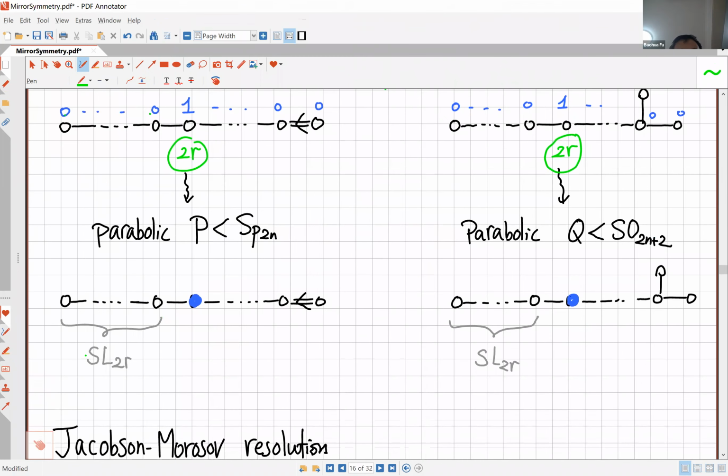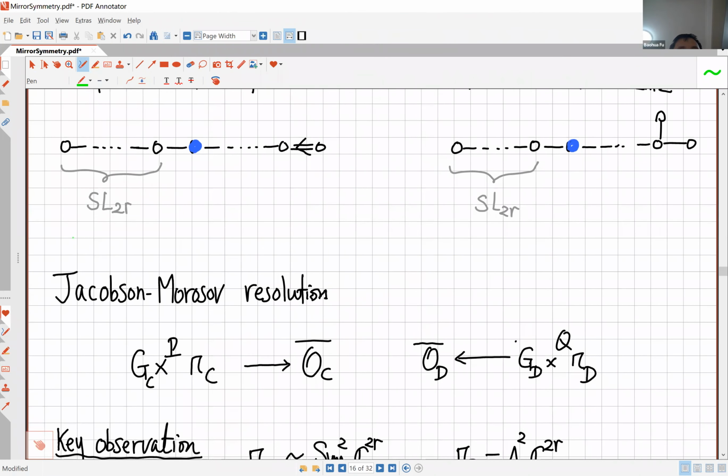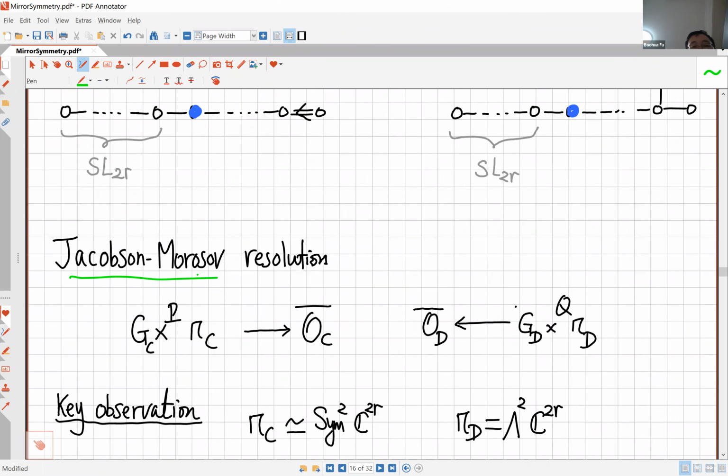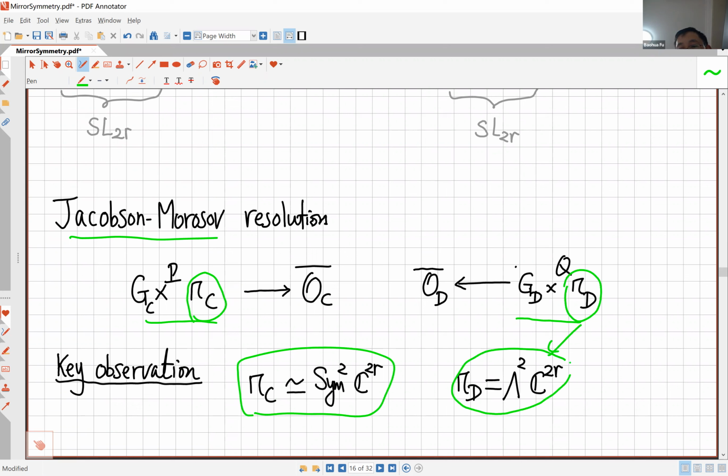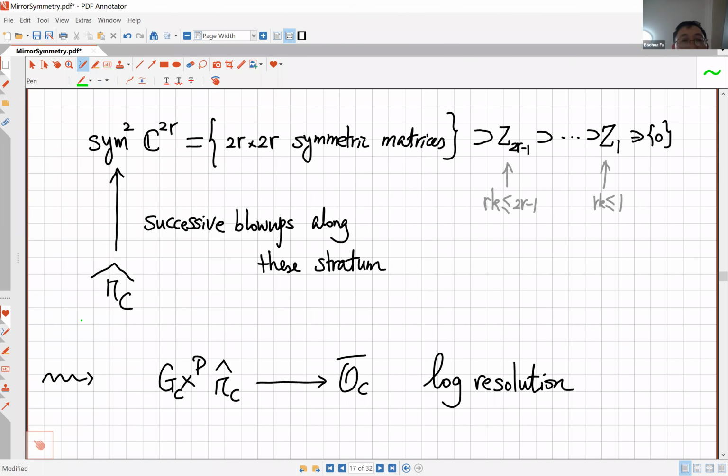To get a log resolution, we start with a common resolution called the Jacobson-Morozov resolution. In fact, this works for any nilpotent orbit. You can always find an SL2 triplet, and then you get a Jacobson-Morozov resolution like this. But in our case, these two have a nice structure. This NC is a symmetric product with C2R, and ND is the wedge product of this C2R. From this we can construct a log resolution by successive blow-ups along this stratum.